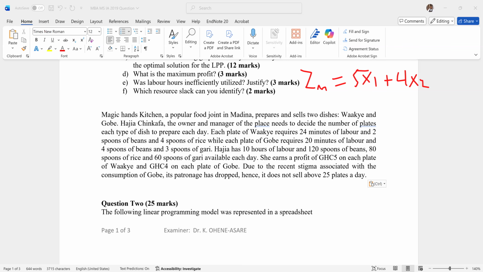So that will be, subject to, 24x1 plus 20x2, less or equal to 600. Guys, those of you should all be writing it.